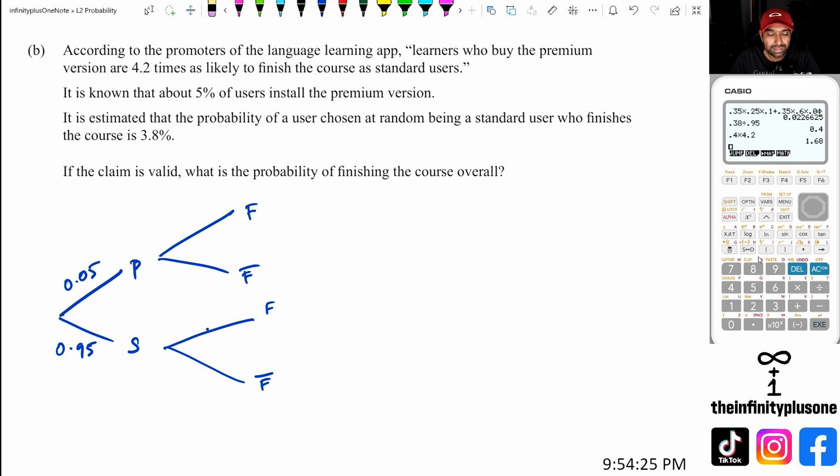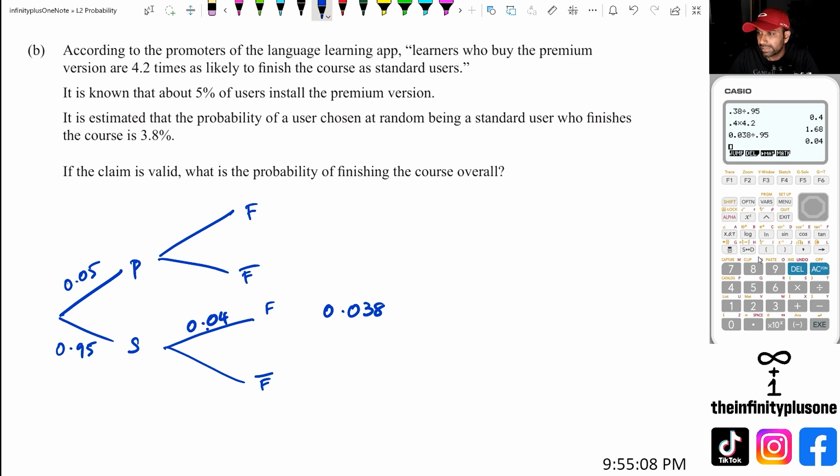Right, so for this little part here, it's a little bit tricky because they actually say the probability of a user chosen at random being a standard user and finishing the course is 3.8%. So you've got a question mark here. They have to go 0.95 times the question mark to get the 0.038. So we now need to figure out what that question mark is, because the question mark is they finish given that they're a standard user. So we're going to go 0.038 divided by 0.95.